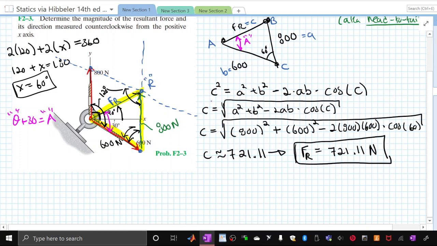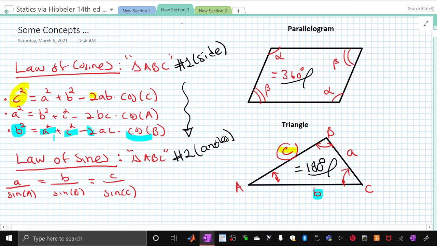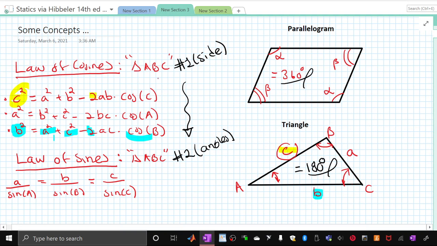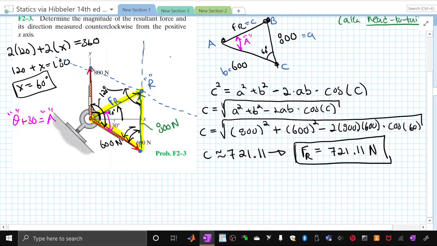And how can we obtain angle A? Well, remember, we usually go from step number one, law of cosines, and then we proceed to the law of sines to find angles. The law of cosines is usually used for finding sides, and the law of sines is for angles. So we're going to use the law of sines. Why? Because it is more convenient. We could use the law of cosines, but it's not as convenient. It's faster to use the law of sines, and you'll see why right now.